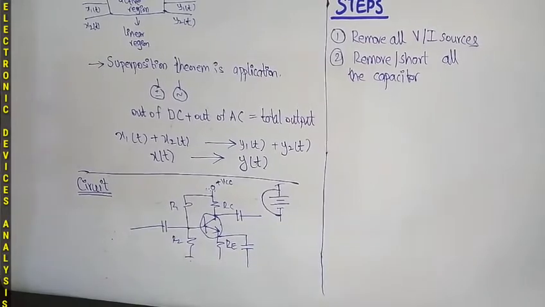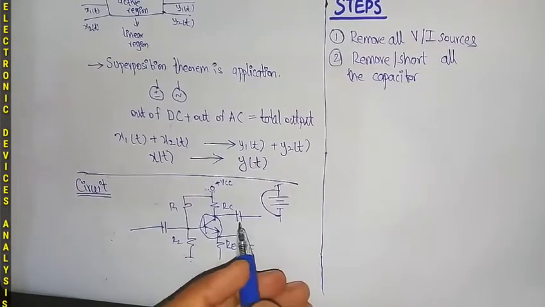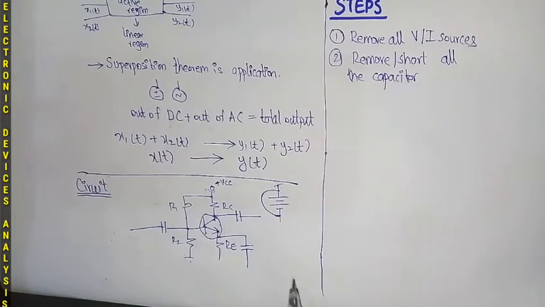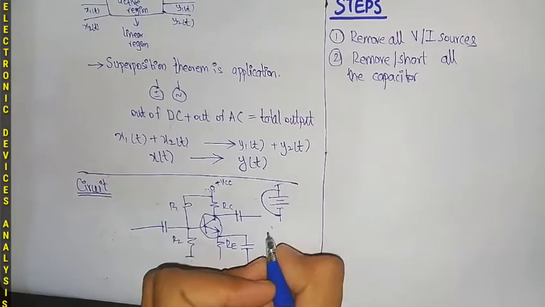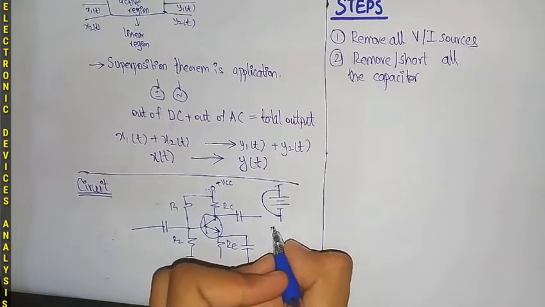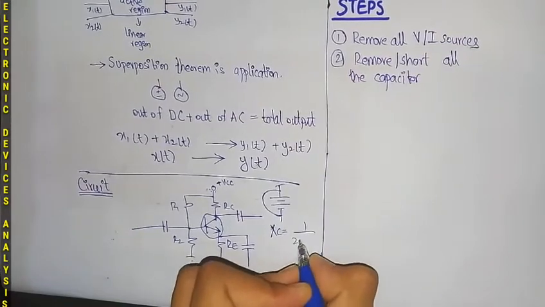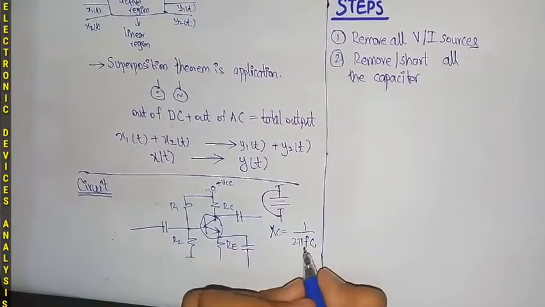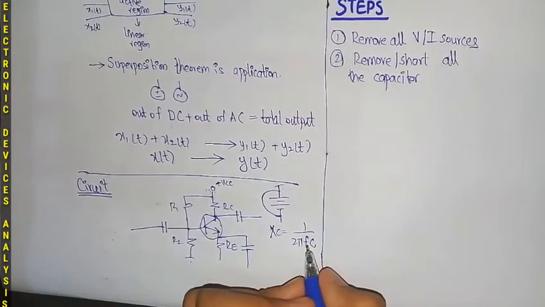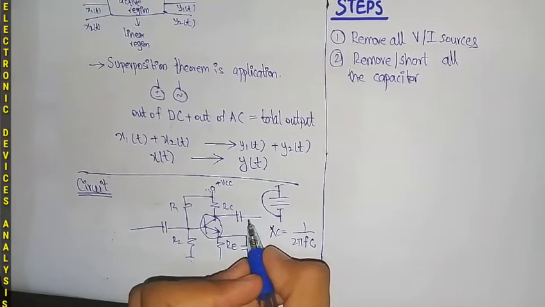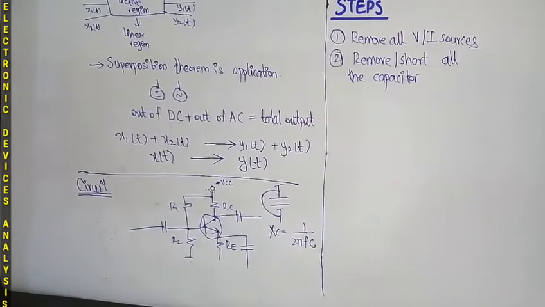Why do we not take these capacitors as shorts in the DC analysis? Because you know that the formula of Xc is equal to 1 over 2 pi f C. In the DC analysis, the frequency is equal to 0. So therefore 1 over 0 is equal to infinity, and so the capacitors in the DC analysis behave like an open circuit.